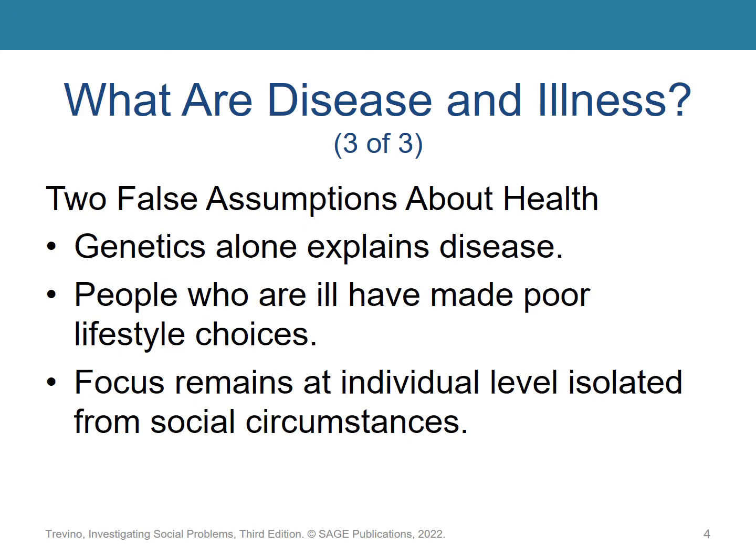Two false assumptions about health. Genetics alone explains disease, forgive me. People who are ill have made poor lifestyle choices. And focus remains at the individual level, isolated from social circumstances. So what we're seeing often is that disease does not take into account the social factors that influence people. And so we're seeing that is changing with new research underway, especially within the last 10 plus years, with population health being vastly pushed or studied within certain societies.